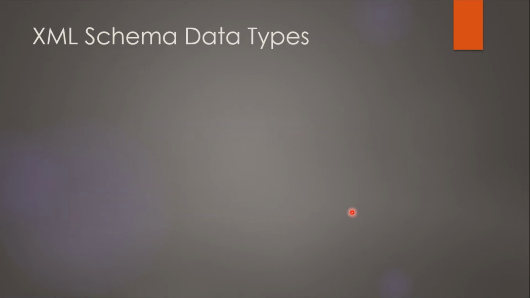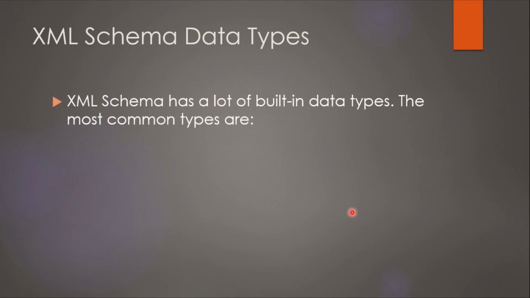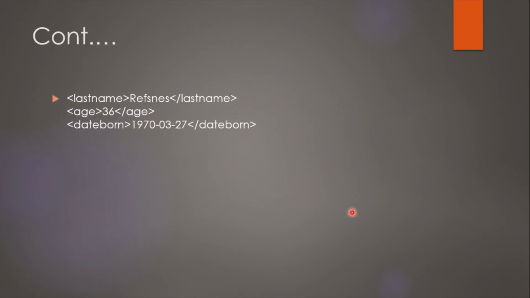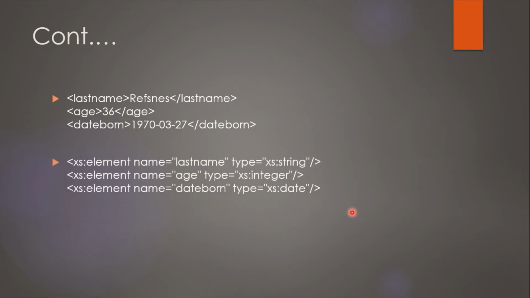Now, XML schema data types. XML schema has a lot of built-in data types. The most common types are string, decimal, integer, boolean, date and time. Here are the examples: string, integer, date. So how to define them in a schema. The XML element name, lastname, type is equal to xs:string, and the XML element age, type xs:integer, and the XML element dateborn. The data type is date.